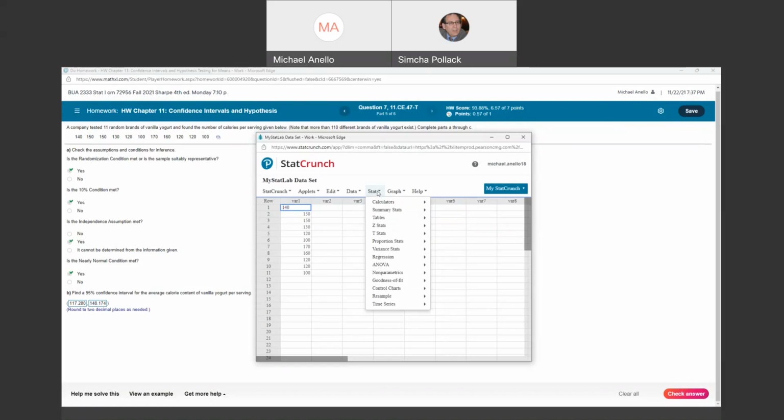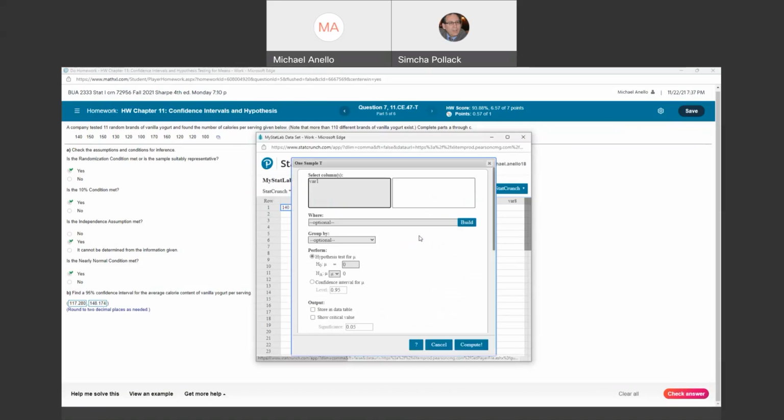Before you go further, this is where practice comes in. We're going to go to T-Stat, then you go to one sample, because this chapter is one sample and we have the actual data. So click on with data. Now we want variable one, which is the name of the column of data, so click on variable one.